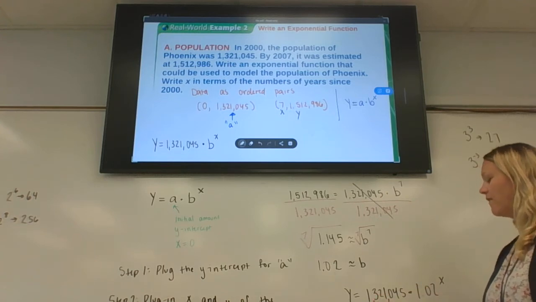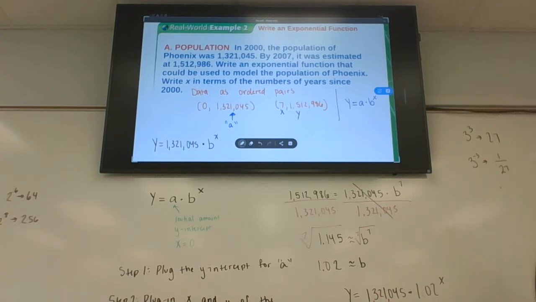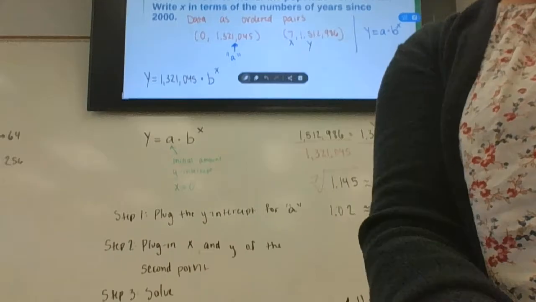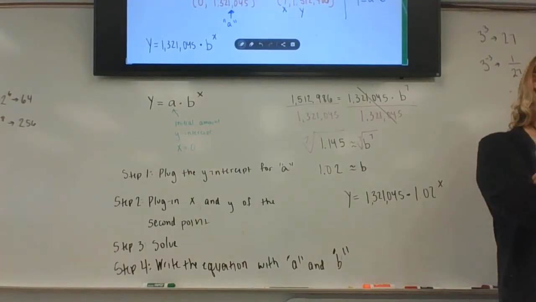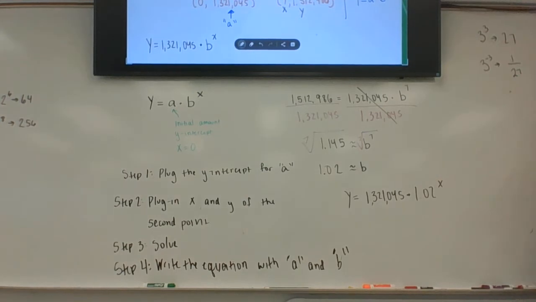Nice. So here's my question for you guys. By what percent did the population of Phoenix grow between 2000 and 2007? Torian? 2%. Remember, this is the growth factor. This is 1 plus rate in here. So this population grew 2%.